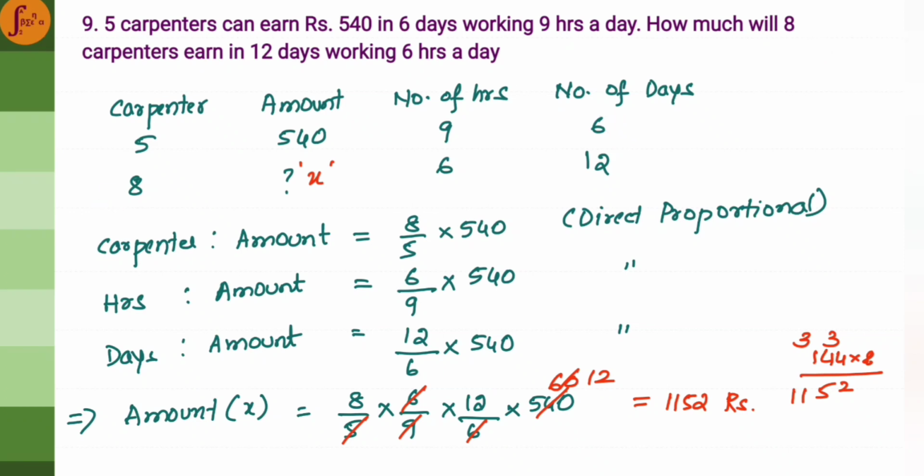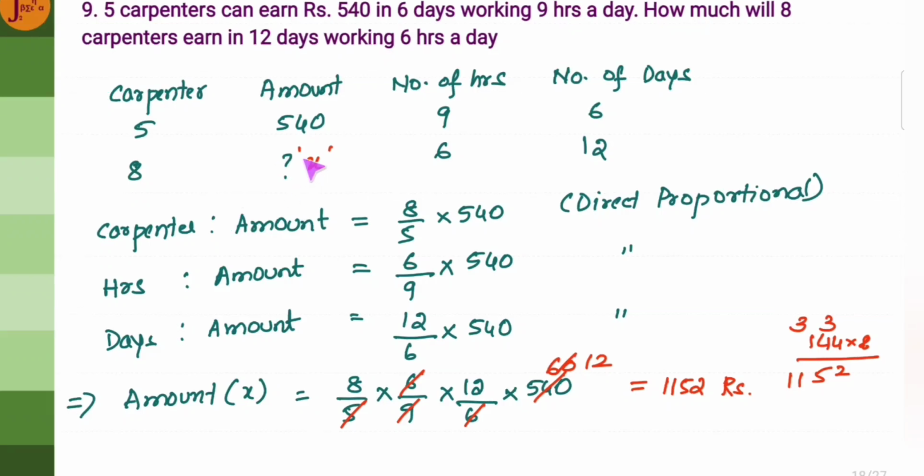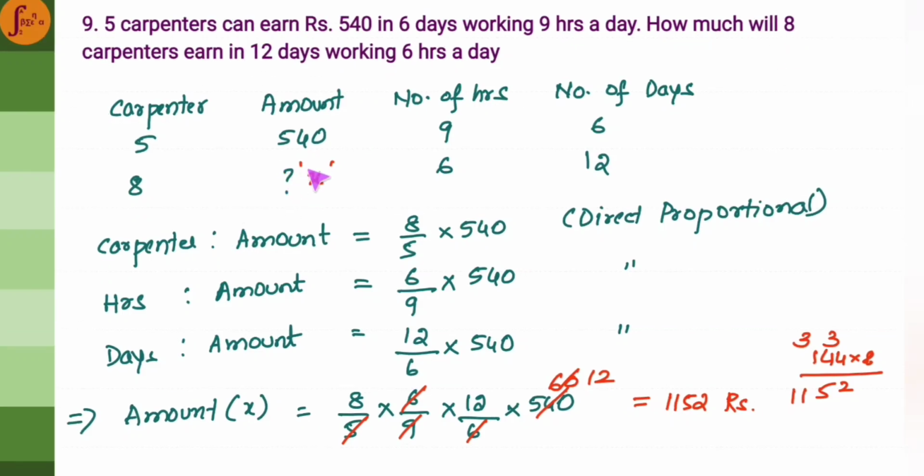Second one is 8 carpenters, 12 days, working 6 hours a day. So we have to find how much 8 carpenters will earn. We'll have to find the amount here. Let's assume it as X, right? And now we'll have to go one by one. We'll take first carpenter is to amount, then number of hours is to amount, then number of days is to amount.